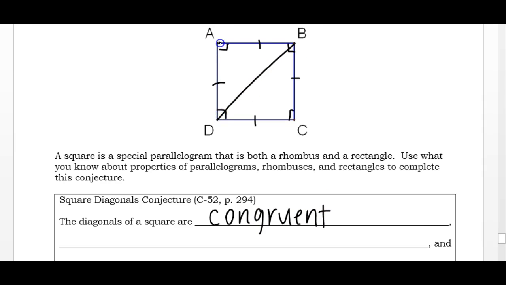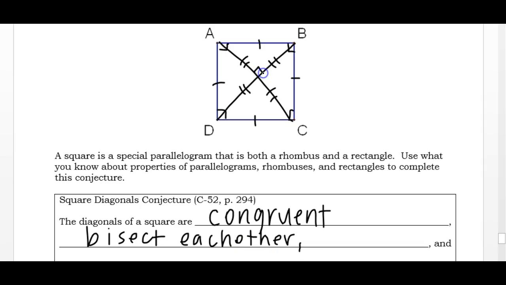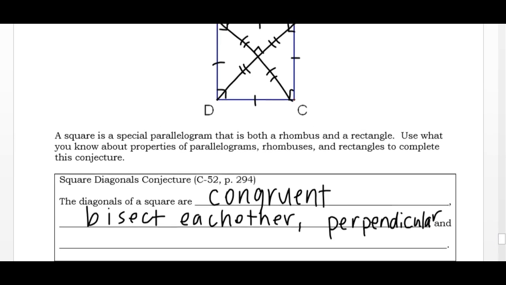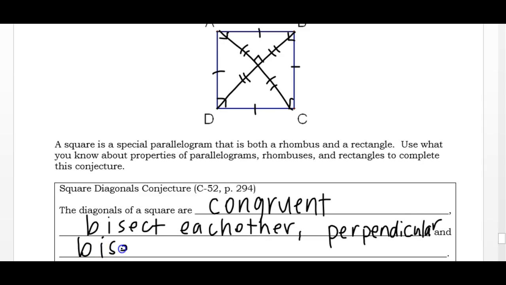So here's congruent diagonals that bisect each other. They're also perpendicular. So I've created four right triangles. And my last piece of information is that the diagonals bisect the angles. So I got those four 90s in my four corners. That gives me eight 45s. So a 45 in every corner after I bisect them with the diagonals.